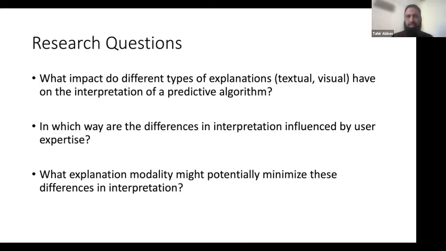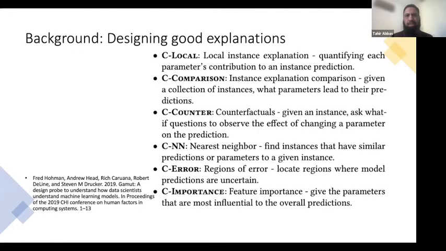So it might be possible that the textual description might be useful for laypersons, but not for the expert users, or maybe vice versa. So they tried to study whether there is any modality that can minimize this difference in the interpretations. In order to design these good explanations, they built on prior work by Hoffman, which describes different attributes of designing a good explanation. And they actually use 3 of them.